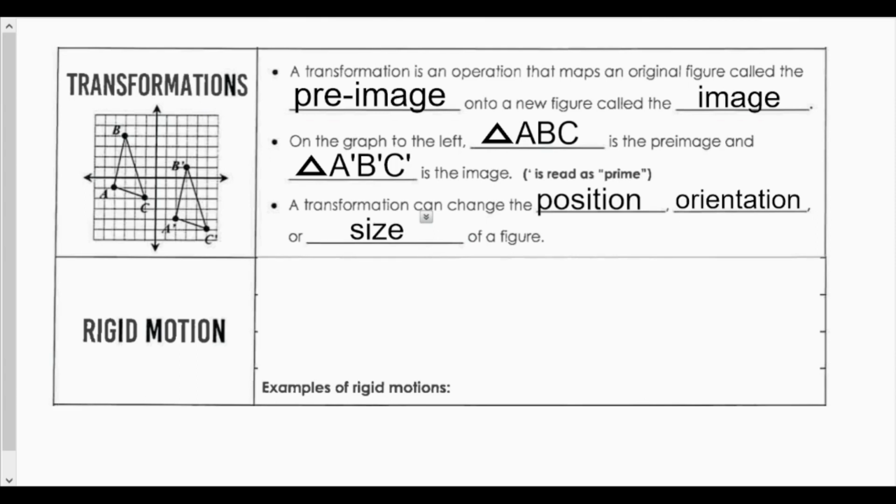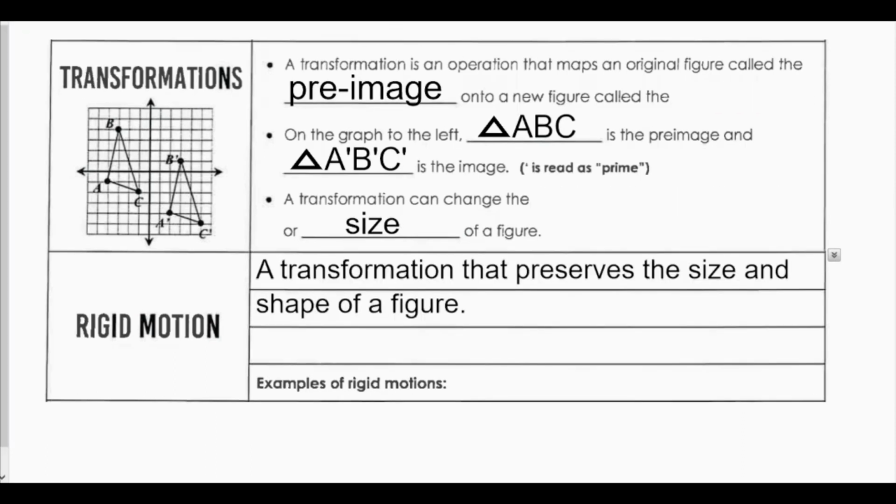Within transformations, we have certain rigid motions. A rigid motion is a transformation that preserves the size and shape of a figure. So it's a transformation that makes all corresponding sides and angles of both the pre-image and image congruent. We have three types of rigid motions. They are translations, reflections, and rotations.